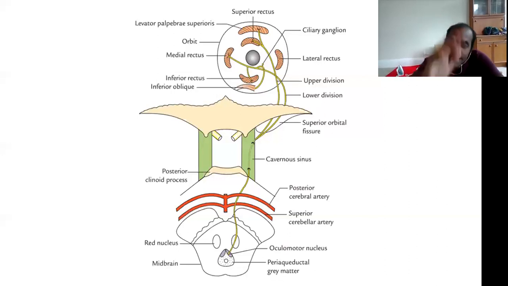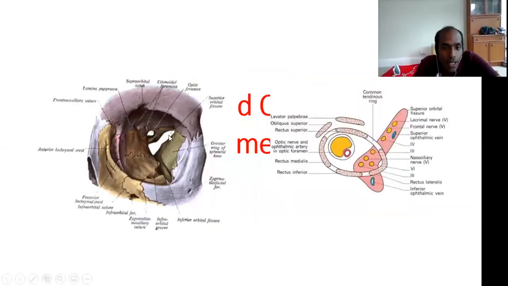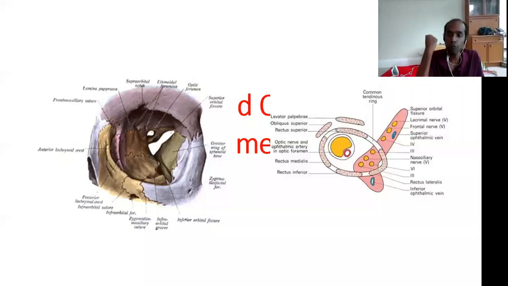The oculomotor nerve then travels into the superior orbital fissure. You remember the superior orbital fissure is here. In the superior orbital fissure, what are the cranial nerves? 3, 4, 6, and the first, that is the ophthalmic division of the trigeminal nerve. The maxillary division has gone out. So if you have a superior orbital fissure lesion, it is going to be exactly the same as a cavernous sinus lesion. The only difference is the sensory loss is only in the ophthalmic division.